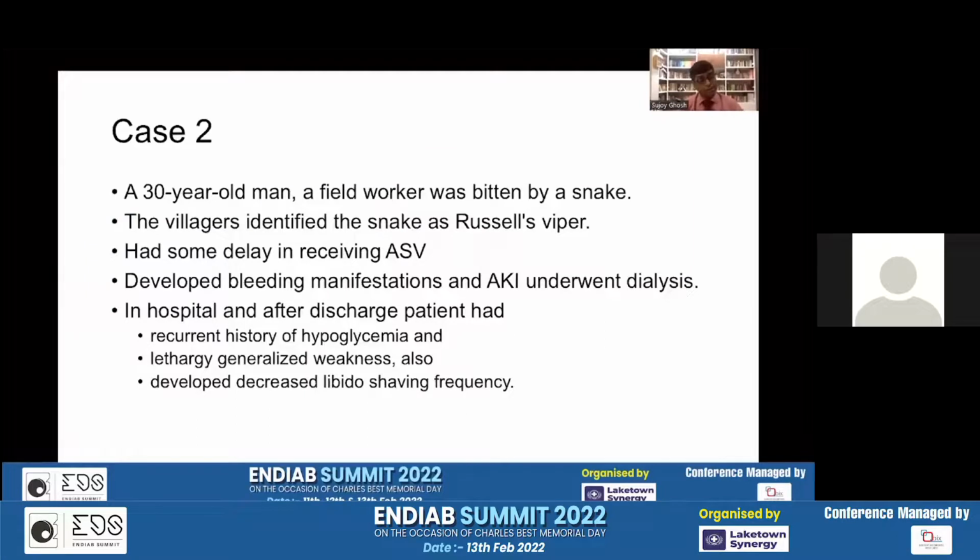Coming to case 2, a 30-year-old man, a field worker, was bitten by a snake. Villagers said that it was a Russell viper. So this is a vasculotoxic snake bite. There was some delay in receiving the anti-snake venom. The patient had an acute kidney injury, had bleeding diathesis, and underwent dialysis. In hospital and after discharge, the patient started having a history of hypoglycemia, lethargy, weakness, and features suggestive of hypogonadism as well.